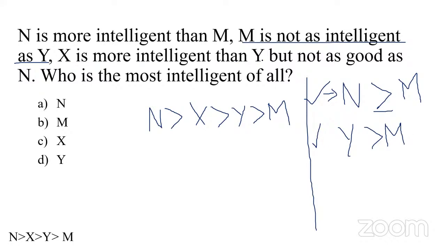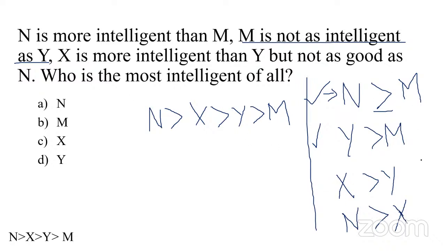X is more intelligent than Y, but not as good as N. First, X is more intelligent than Y. Fine. But not as good as N. So this shows that X is not as good as N. So I can rewrite that as N greater than X, because they are talking about X only, no? X is more intelligent than Y, but not as good as N.